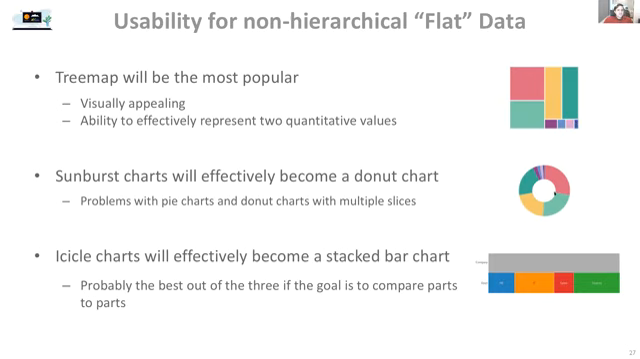A sunburst chart with non-hierarchical data will effectively be a donut chart. As we know, pie and donut charts with quite a few slices have significant problems. And finally, icicle charts with non-hierarchical data will be like a stacked bar chart. If our goal is to compare parts to parts, these stacked bar charts can do a better job than tree maps and sunburst charts.